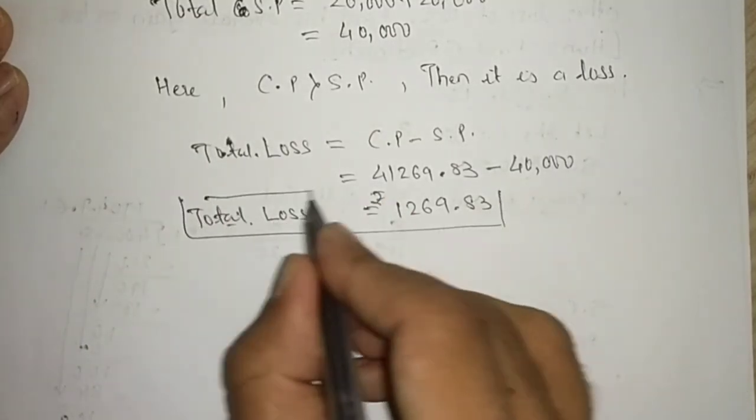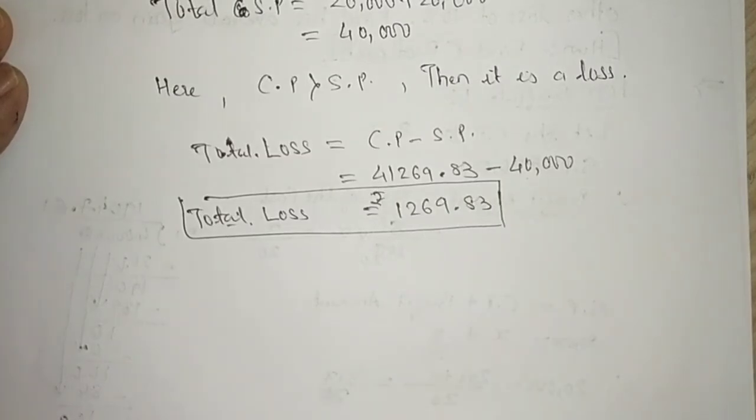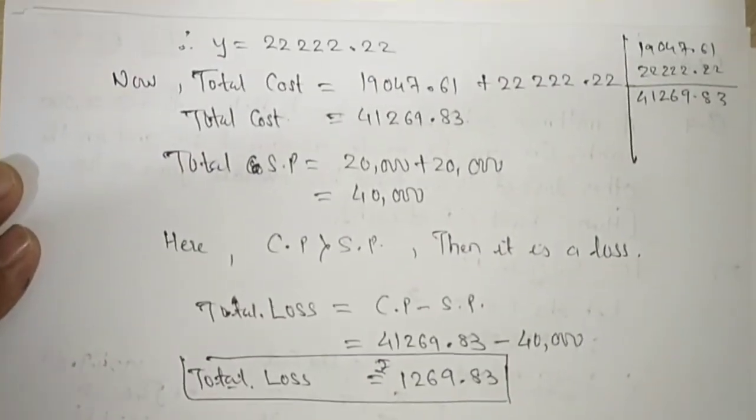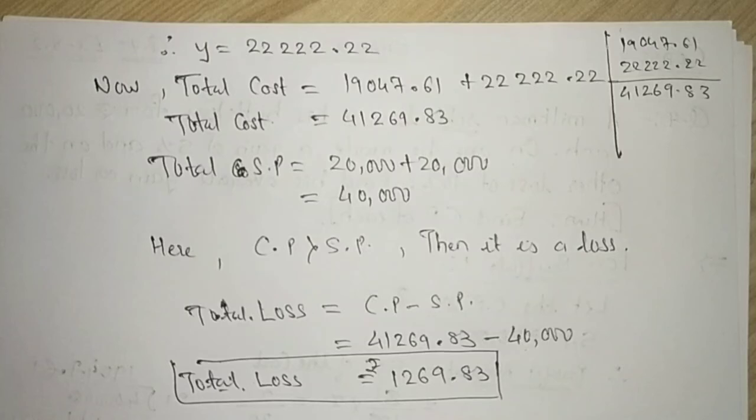Hope you have understood this question. If not, please go through it once more so that you can understand it properly. It is the same question as we have done in question number 5. Here they have not given us cost price. In question number 5 they have not given us selling price. That is the difference.